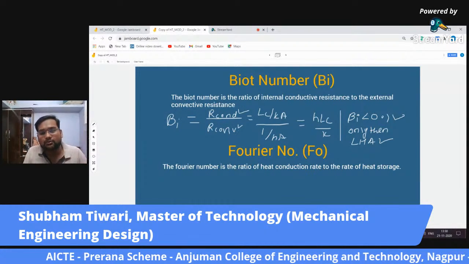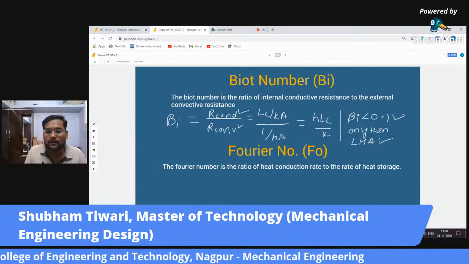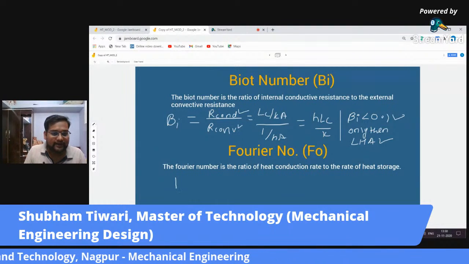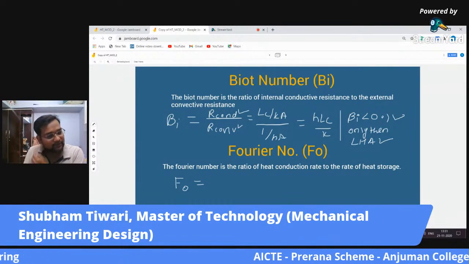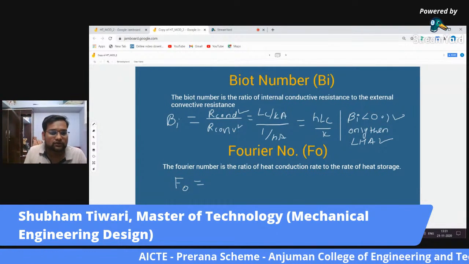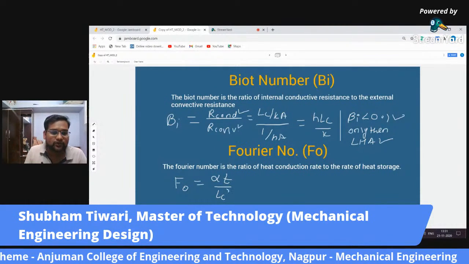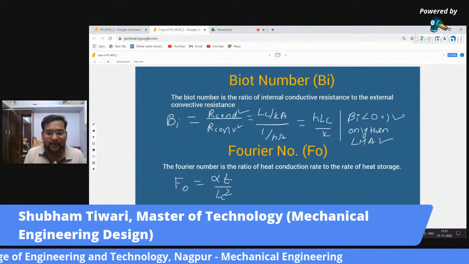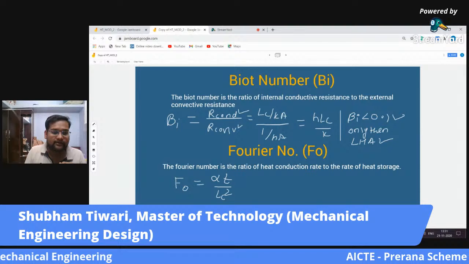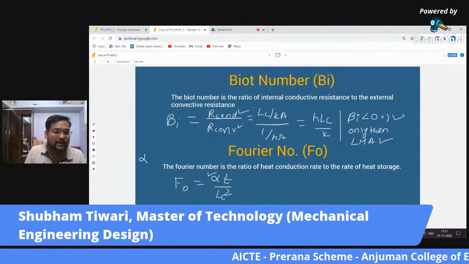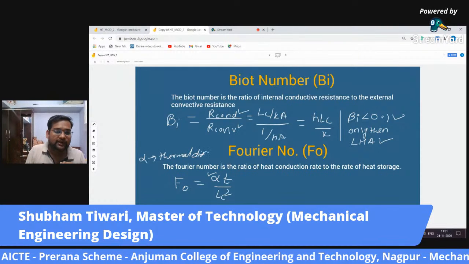The other dimensionless number is the Fourier number. The Fourier number is the ratio of heat conduction rate to the heat storage rate. Now I will directly write its formula here because of the lack of time. The formula for Fourier number is given as alpha t upon LC square. Remember, I may not have taken the derivation of the general equation in Cartesian coordinates, but I have discussed this term known as alpha. What is alpha? Alpha is thermal diffusivity.